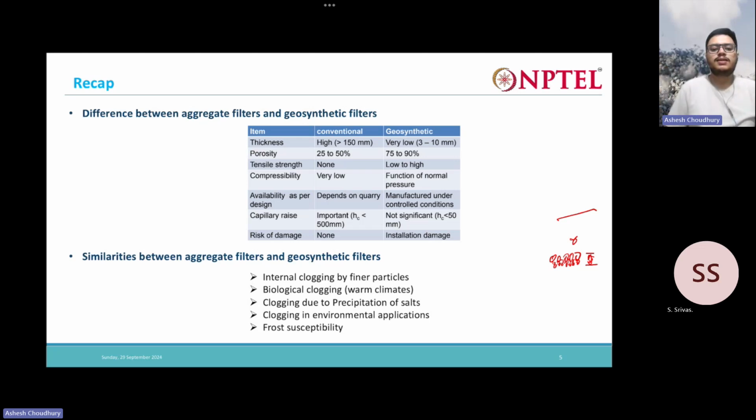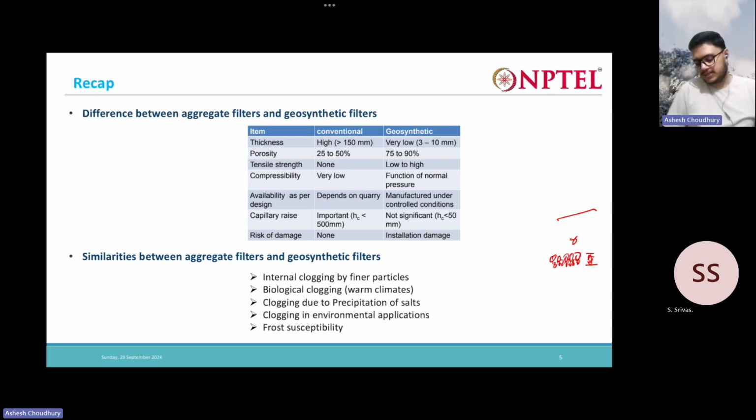Then porosity, obviously with geosynthetic you can have higher porosity. Higher porosity means you will allow more water, higher permeability. Now next you have tensile strength. Obviously aggregates do not have much tensile strength, but geosynthetics do. Whatever you place, geotextile, geonet or geocomposite, will have some tensile strength. It can vary from low to high, depending on what you are using.